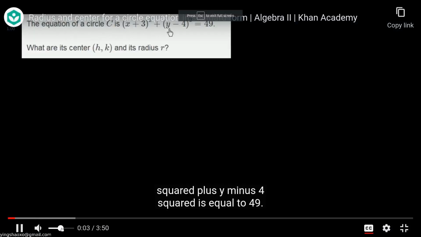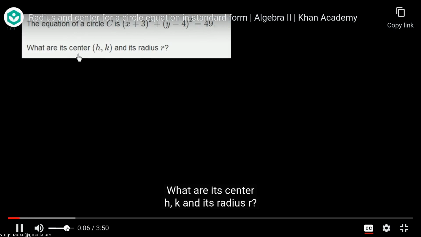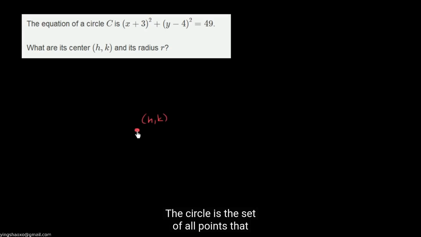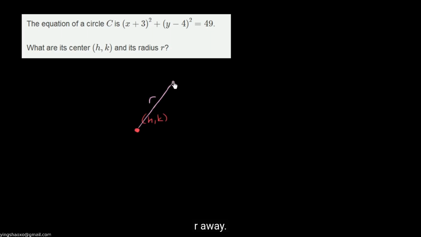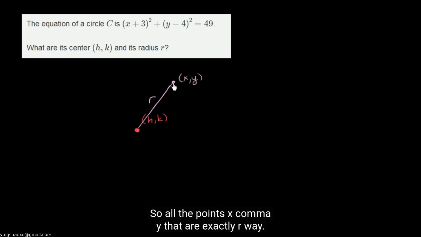Standard equation of a circle. Let's get into it. The equation of a circle C is (x plus 3) squared plus (y minus 4) squared equals 49. What are its center (h, k) and its radius r? So let's remind ourselves what a circle is. You have some point, let's call that (h, k). The circle is the set of all points that are equidistant from that point. So let's take the set of all points that are r away from (h, k). This distance right over here is r. And so we want all the points (x, y) that are exactly r away.